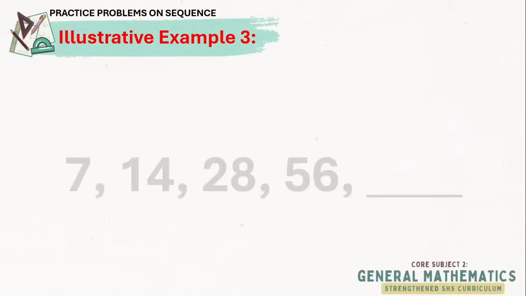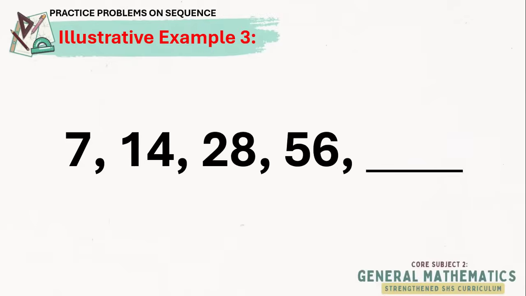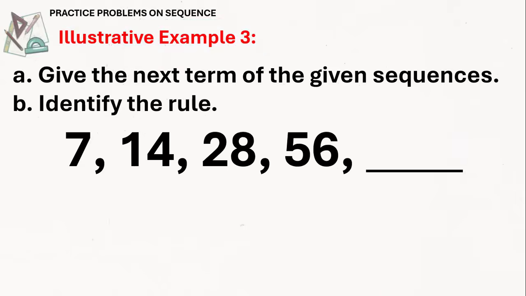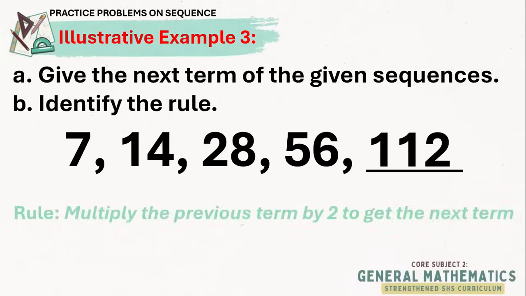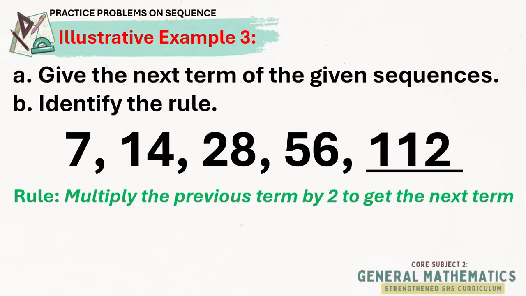Let's move now to example number 3. 7, 14, 28, 56. I know you know this one. Very good. The answer is 112. So what is our rule? We multiply the previous term by 2 to get the next term.